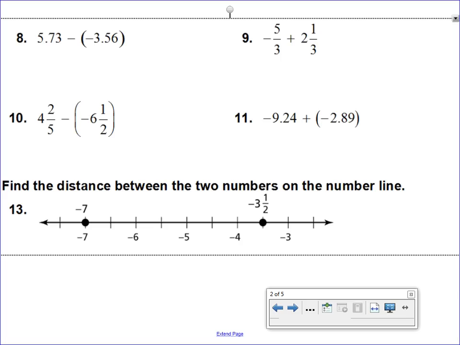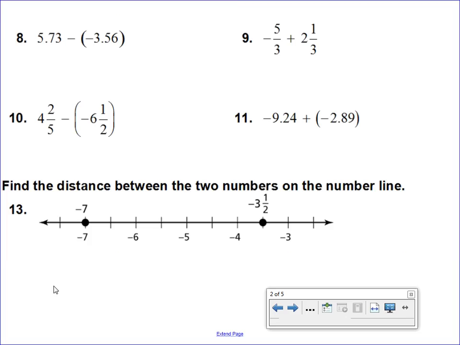All right, 8 through 13. 8 through 13 gives us an example of both adding and subtracting rational numbers. We have our adding decimals, adding fractions, subtracting decimals, subtracting fractions, have positive and negative numbers in here, so a lot of things going on. Okay? What happens when we subtract negatives?